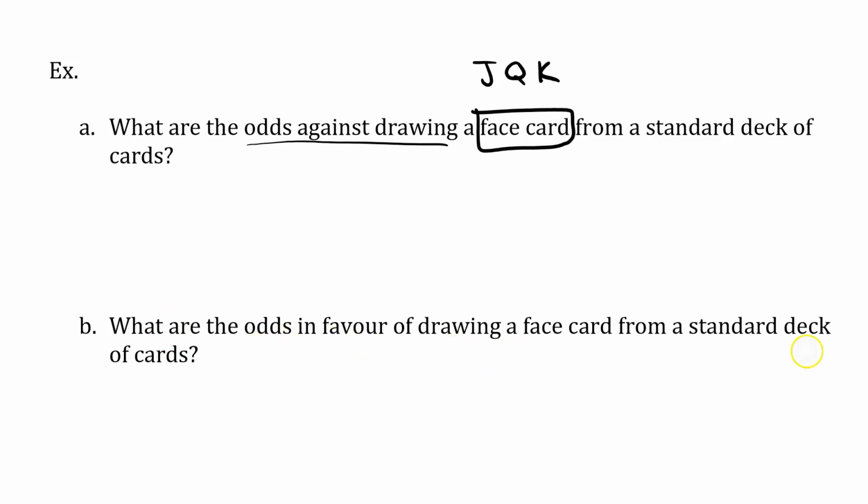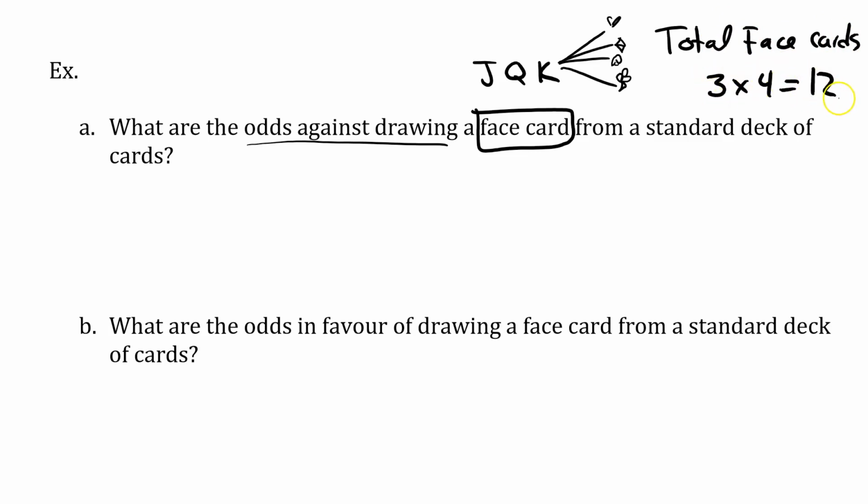Okay, well, first things first, let's calculate how many face cards there are. We have Jack, King, and Queen, and we have 4 suits. We have hearts, we have diamonds, oh, that's a triangle, not a diamond. We have an upside down heart, which is going to be our spades, and then we have our clubs. So we're going to have 3 cards per suit, so the total face cards is going to be 3 times 4, which is 12.